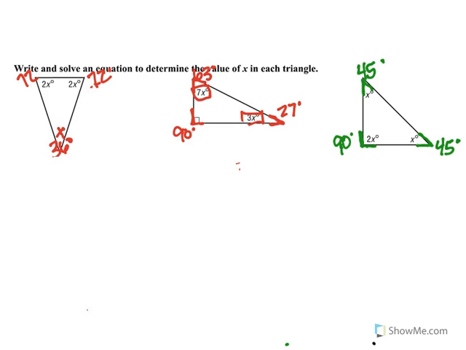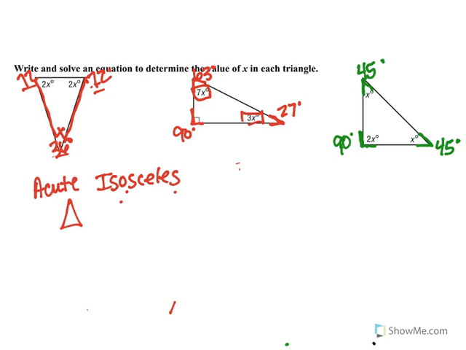All right. So this one, two sides are the same. Two angles are the same. Okay, so because the two sides and two angles are the same, and all angles are acute, this is called an acute isosceles triangle. That's the name of that triangle.